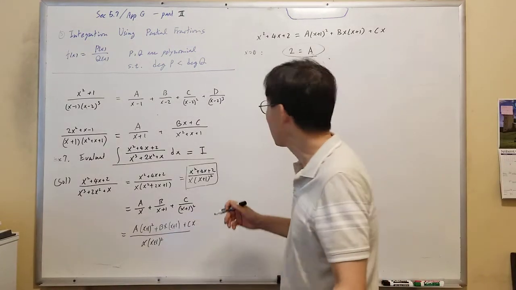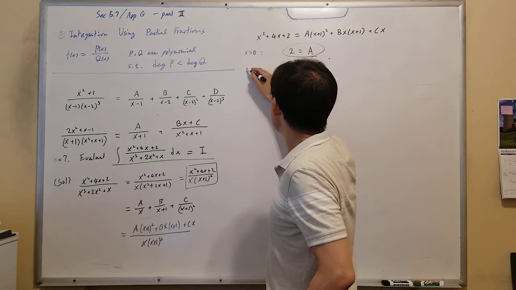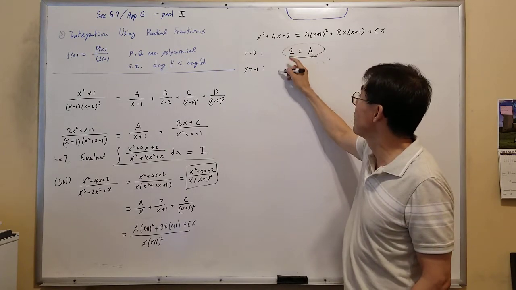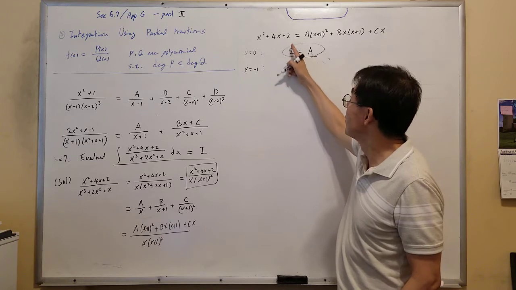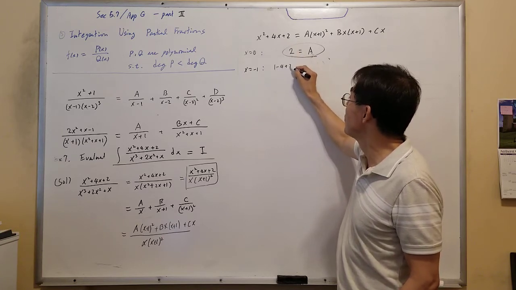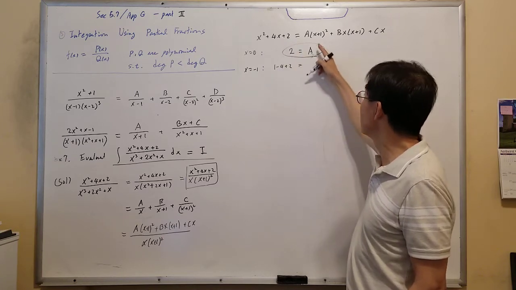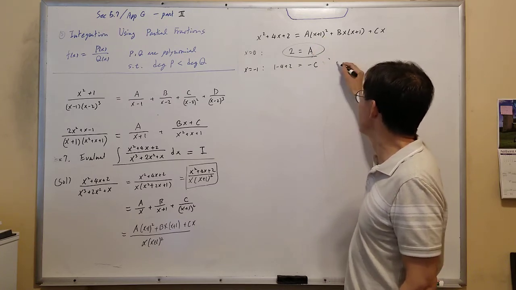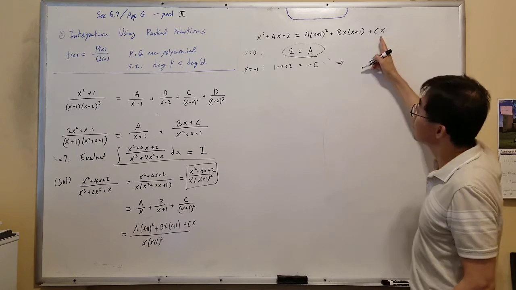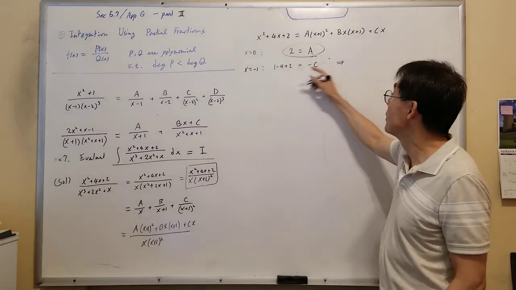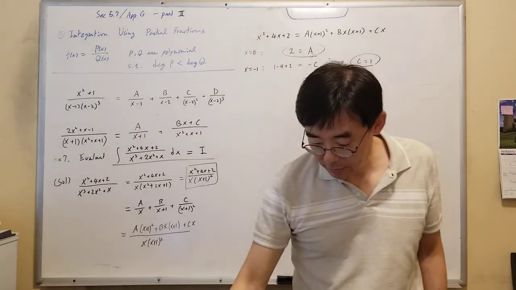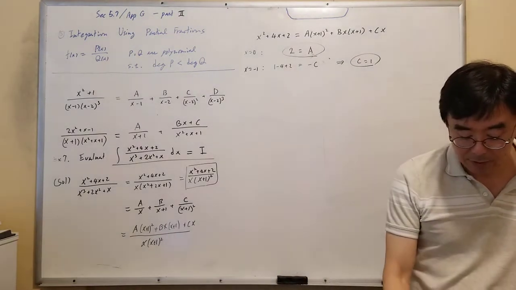Now, secondly, when x equals negative 1, the left side is 1 minus 4 plus 2, which is negative 1, and the other terms are 0, leaving negative 1 times C. So this is negative 1, so C equals 1. Alright? So you can get A and C really easily.